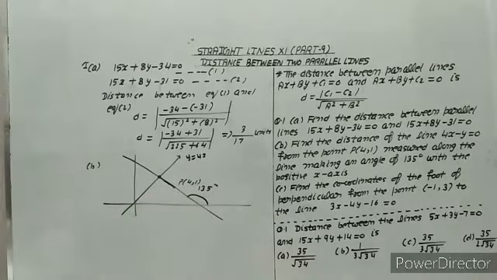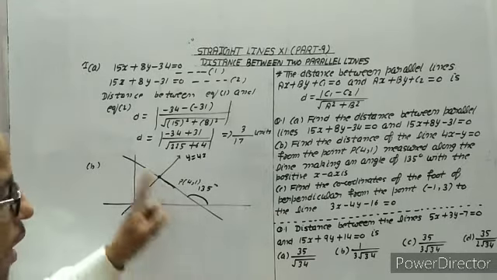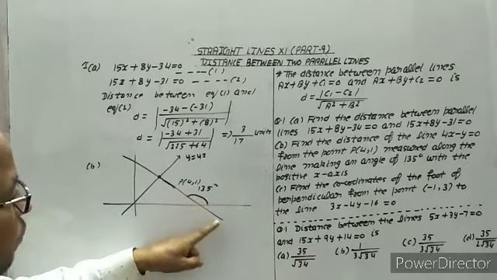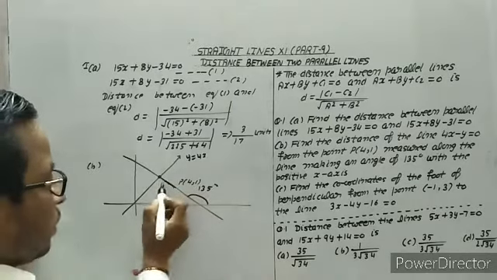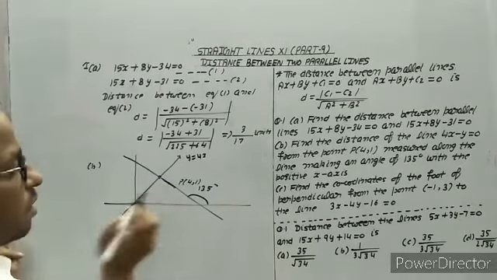So for this, first of all, we will calculate the equation of this line. And once we calculate the equation of this line, we will solve these two line equations. We will get the intersection point and then we will apply the distance formula.